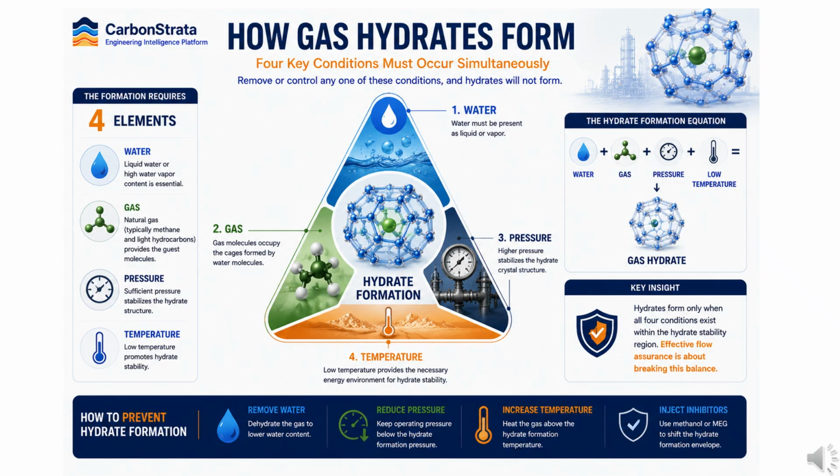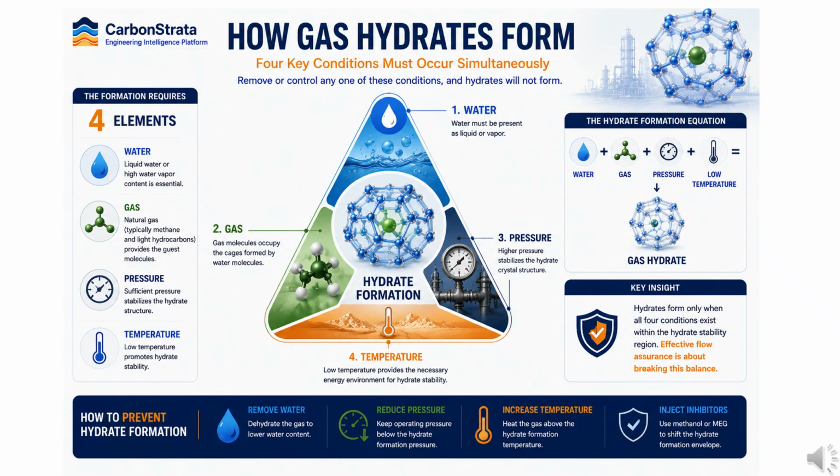Hydrate formation requires 4 key conditions to exist at the same time. First, water must be present, either as liquid water or water vapor. Second, natural gas must be available to occupy the cages formed by water molecules. Third, pressure must be sufficiently high to stabilize the hydrate structure. And fourth, temperature must be low enough to favor hydrate stability. When these 4 conditions occur together, hydrate crystals can begin to nucleate and grow.